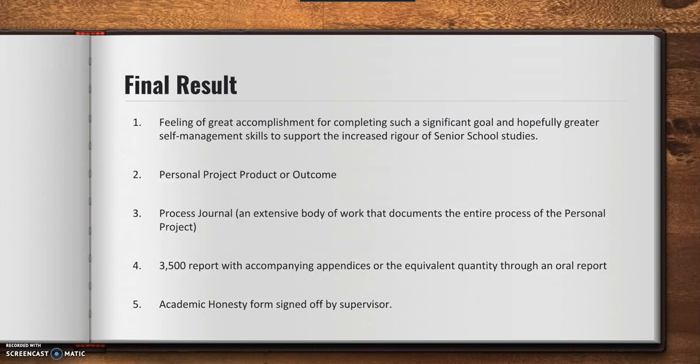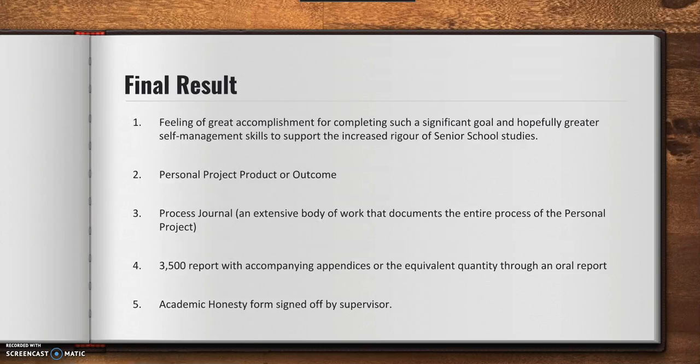So another final result is the personal project product or outcome. The product is what they create, or an outcome can be a service endeavour or a workshop that they've created. The product can be a motorbike, a book, a painting, anything they like. They also submit a process journal, which is an extensive body of work that documents the entire process of the personal project. This is what they should be bringing to their meetings with you to show you what they have done so far.